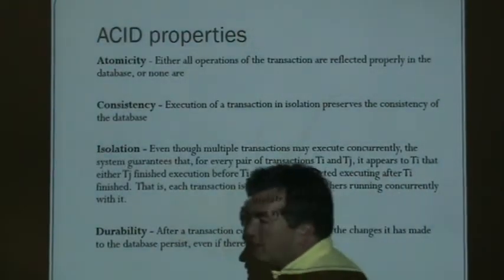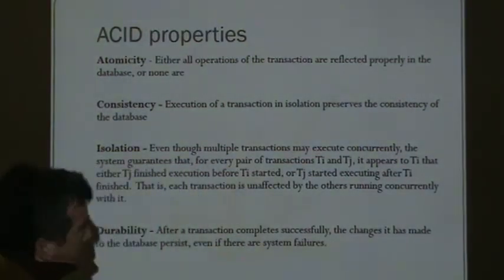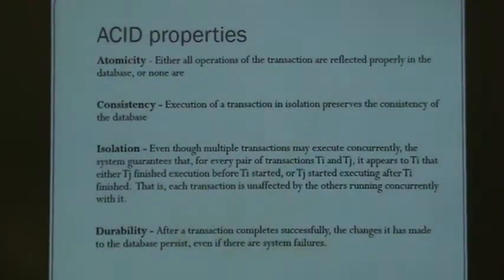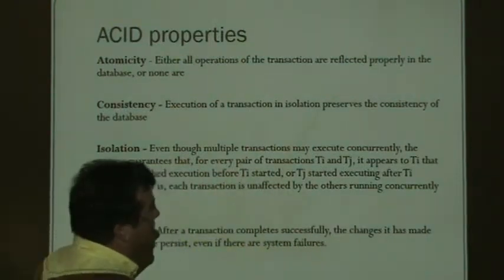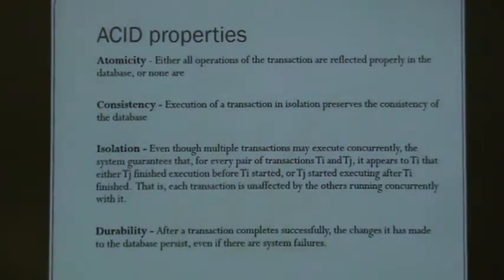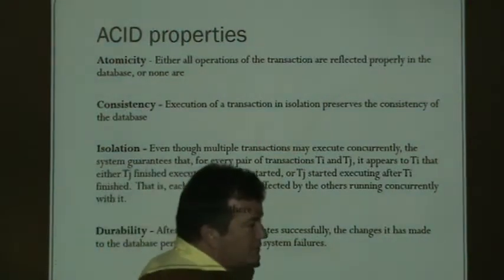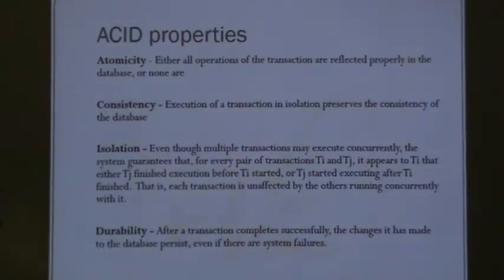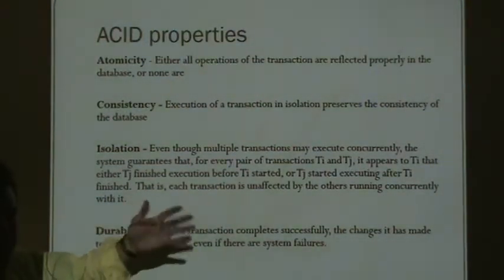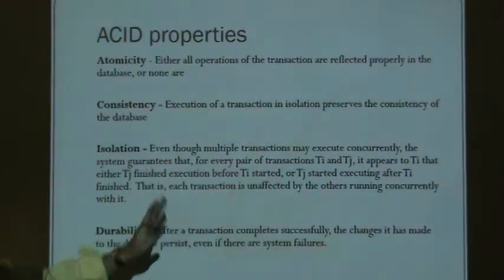So we want the transaction to have the so-called ACID properties, which are atomicity, consistency, isolation, and durability. An operation is considered atomic if either the entire operation is done and reflected properly in the database, or none of the operation is done. We don't want parts of your transaction to be done and other parts to not be done. So a transaction is a sequence of reads and writes to a database that should be done either all or nothing.